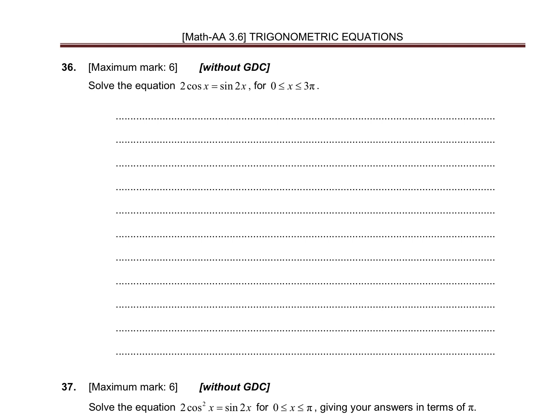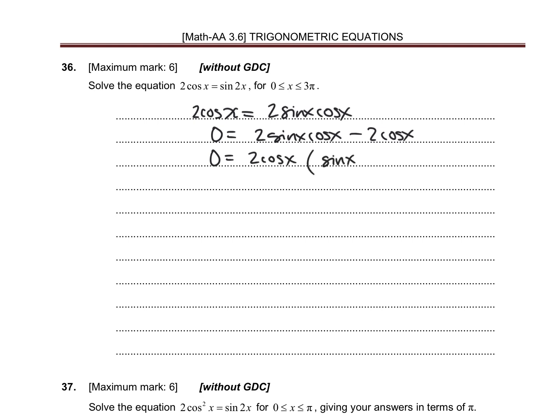use identities now, because we have cosine and sine 2x. So we are going to have sine 2x is going to be 2 sine x cosine x. And we want to get it equal to 0. And then we're going to factor out a 2 cosine x. So then we're going to have sine x here minus 1. And then we're going to have this equals 0.